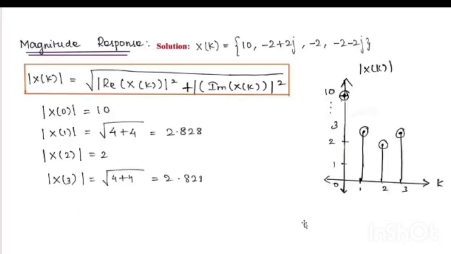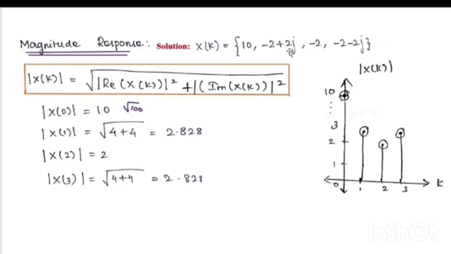Next, I am going to calculate the magnitude response. The formula for calculating magnitude response is mod x of k is equal to square root of the real value of x of k the whole square plus the imaginary value of x of k the whole square. So we all know this is the x of k here. First, I am going to consider this first term, that is x of 0. Here only real value is there. So I am going to take it as such, that is nothing but square root of 10 the whole square, that is nothing but square root of 100. I'll end up with this 10.